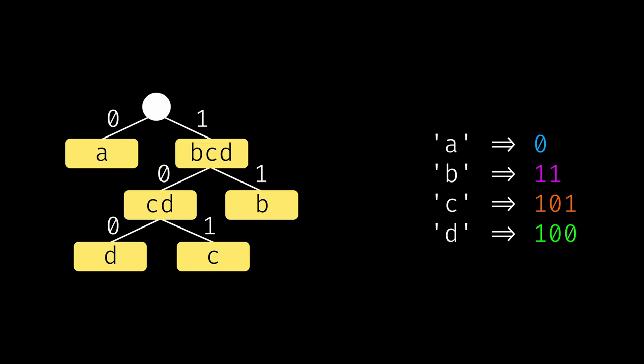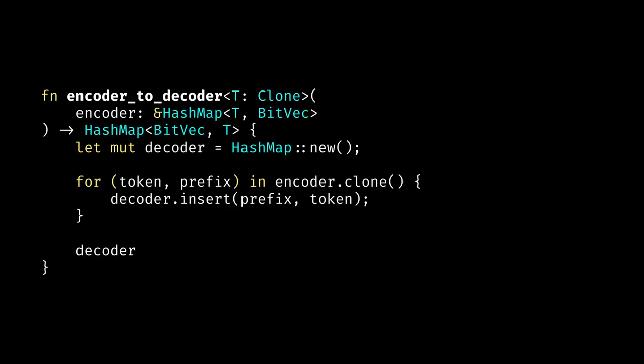The to_encoder function will essentially take us from the tree on the left to the hash map on the right. And to decode whatever we compress back into a readable format, we will need to essentially reverse the hash map.